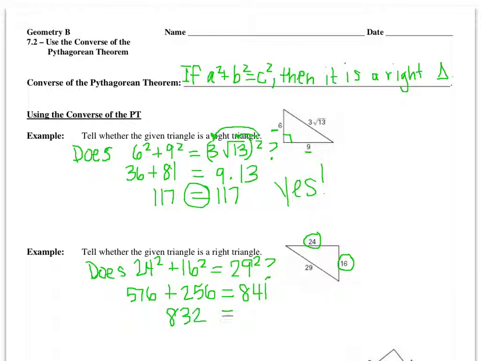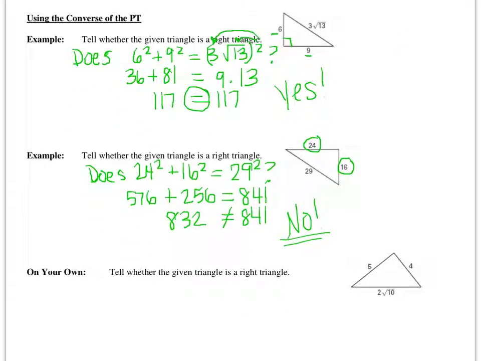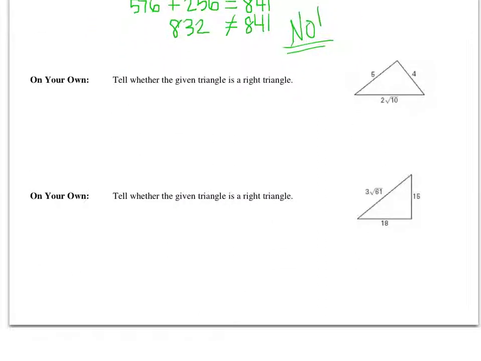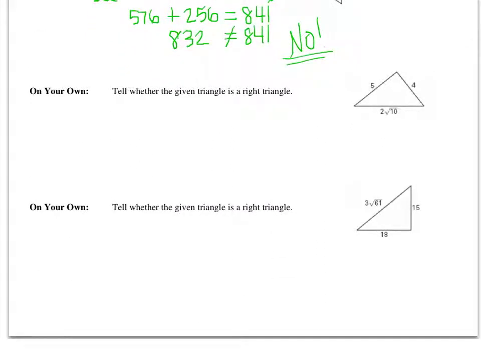When we said 29 squared is 841, those are not equal to each other, so no, this is not a right triangle. So here's a couple that I highly suggest you pause this and try these ones on your own and make sure you get them right.